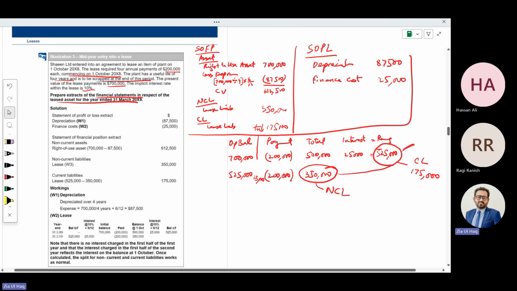Can you understand this? If you can understand this, there is only one concept left and the chapter is finished. This was a bit tricky. Okay, let's move forward.